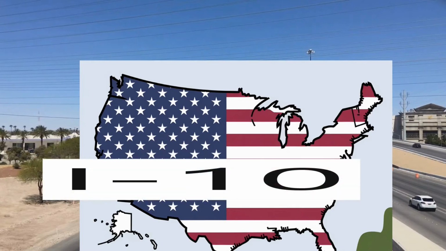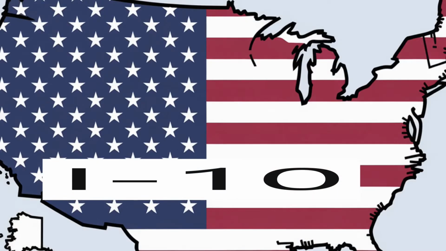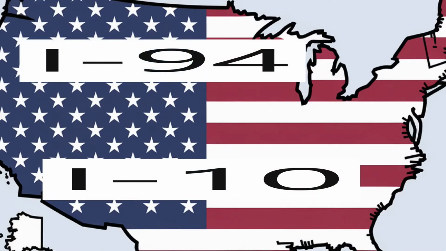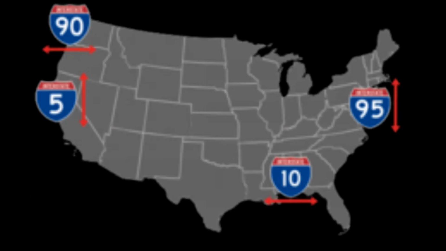I-10 runs along the southern border, going from Santa Monica to Jacksonville, while I-94 hugs the northern U.S. The north-south interstates now increase from west to east. So I-5 hugs the west coast from the Mexico border to the Canada border, while I-95 hugs the east coast.